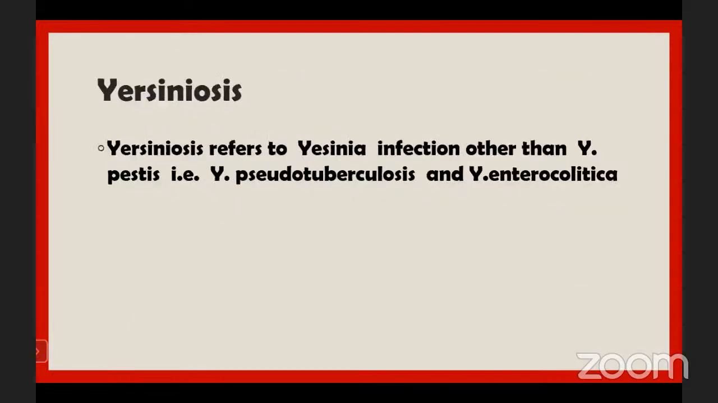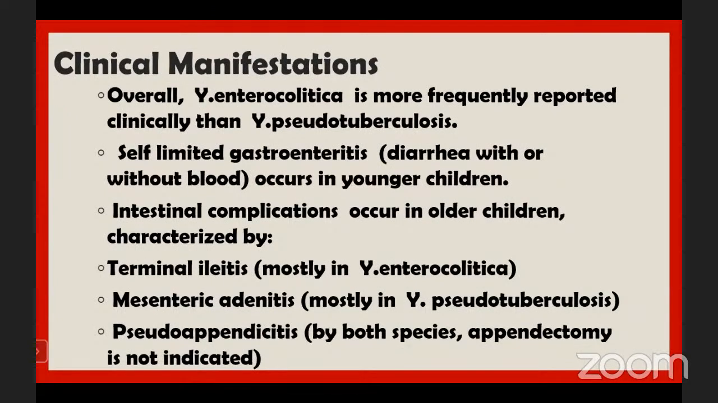Next one is Yersiniosis. Yersiniosis means Yersinia infection other than Yersinia pestis, that means Yersinia pseudotuberculosis and Yersinia enterocolitica. Clinical manifestation: Yersinia enterocolitica is more frequently reported clinically than Yersinia pseudotuberculosis. It is a self-limited gastroenteritis with diarrhea, with or without blood. Mostly it occurs in young children. In older children, it is characterized by terminal ileitis, inflammation of the terminal ileum, mostly caused by Yersinia enterocolitica, and mesenteric adenitis, mostly caused by Yersinia pseudotuberculosis. Pseudoappendicitis is caused by both species, in which appendectomy is not indicated.